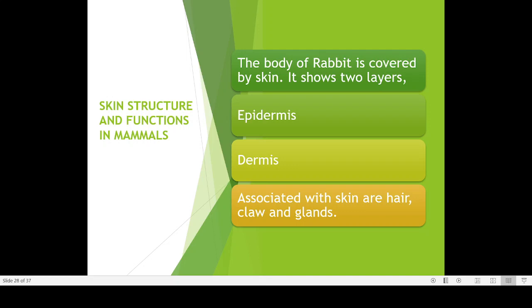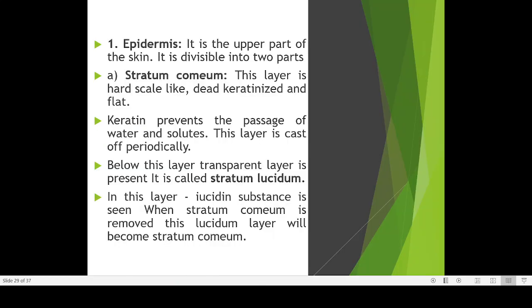So there are two layers, one outer and one inner. Along with these two layers, we can also find hairs, claws, and some glands. These are the basic structures found in the skin. We have to study in detail the structure of the epidermis and also the structure of the dermis. These are the two layers we need to study.